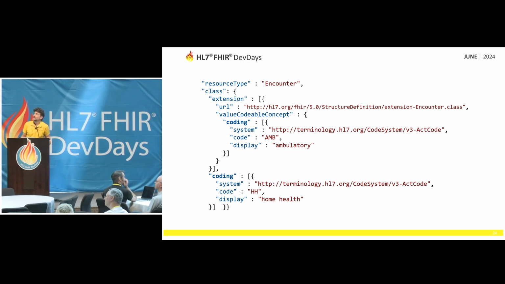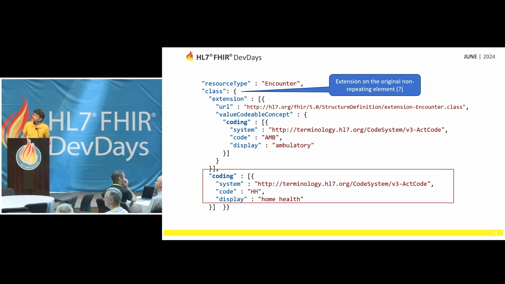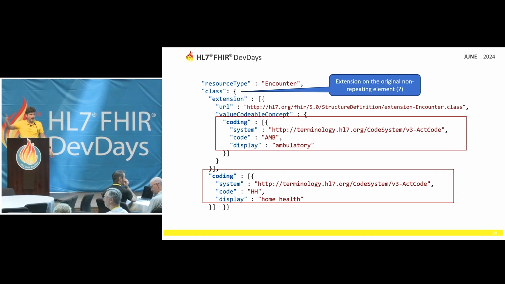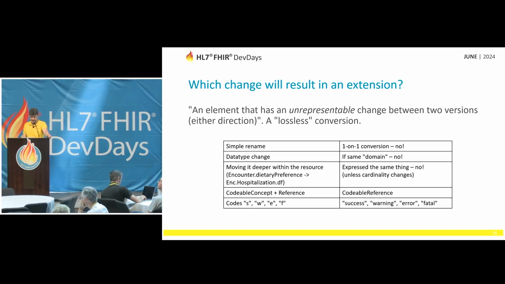And so the first repeat goes into the existing coding, which was already there, and then there's a repeating extension for all the other codes that you want in there. And the blue balloon here highlights one fact, and it is, this is again an extension on the original non-repeating element. It feels a bit weird because in this case, it's on codable concept. So I'm extending codable concept to make it possible to repeat the class element here. But that's what we have so far.